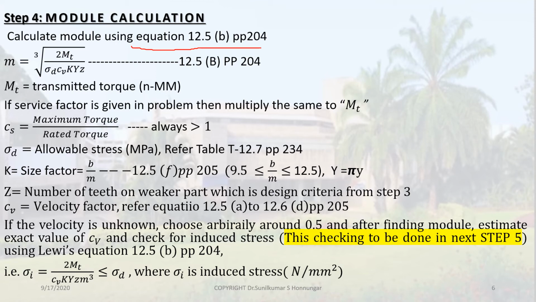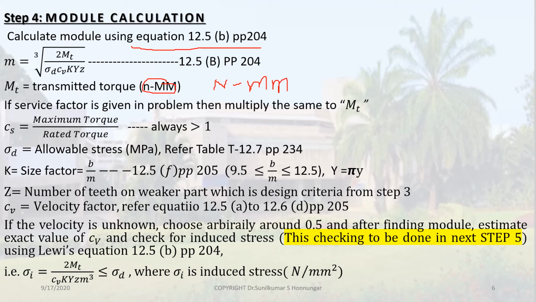I have mentioned a cube root, whereas he has given the entire expression 2 mt divided by sigma d cv m y z inside a bracket to the power 1 by 3. Both are one and the same; it is a cube root only, wherein mt is the transmitted torque. Remember, there is some typo: the unit is Newton millimeter, so make the correction.